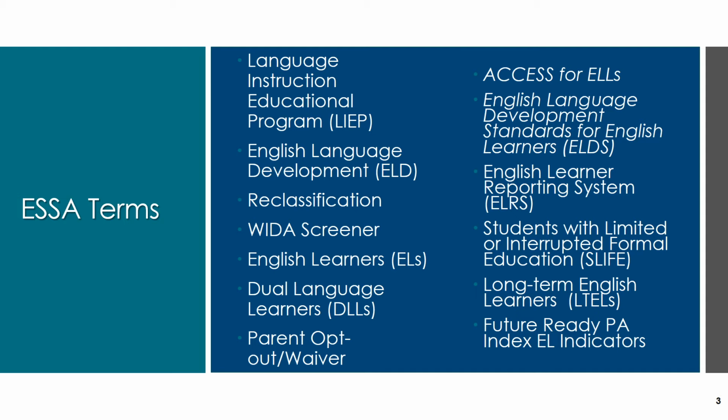There is a component now in the program that allows parents to opt out. It's a waiver to opt out of the ELD instruction of the Language Instruction Educational Program. I will be explaining that later. ACCESS for ELs continues to be the assessment, the yearly assessment, state mandated, that usually in Pennsylvania is implemented in the spring, in the months of February and March.